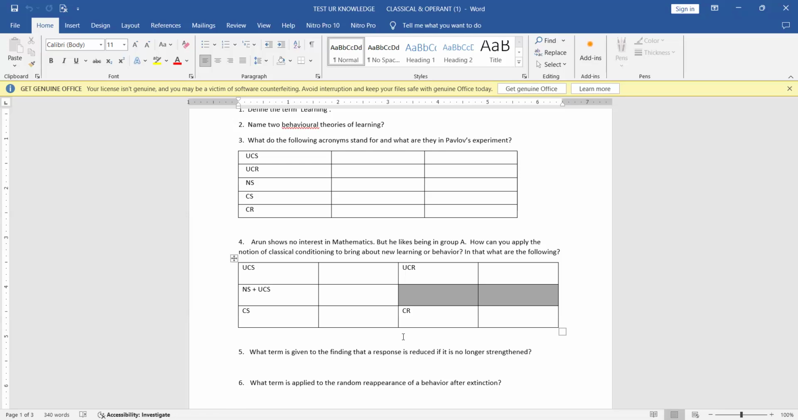Can you actually do this? Very simple. Madam, for unconditional stimulus, can't we take no interest in mathematics?